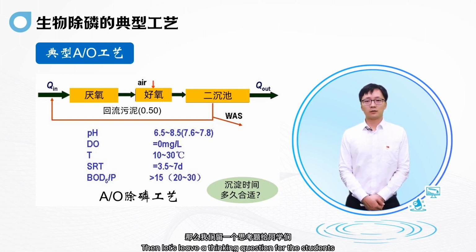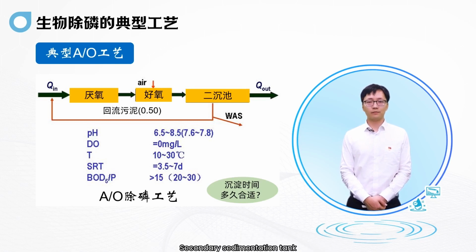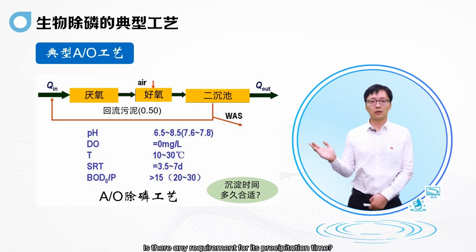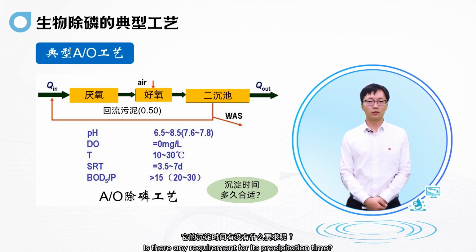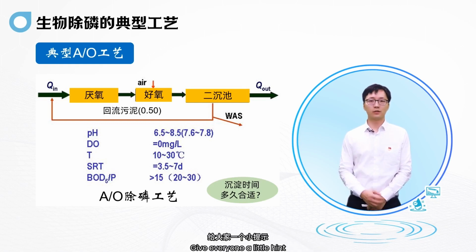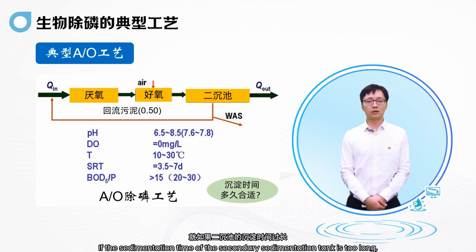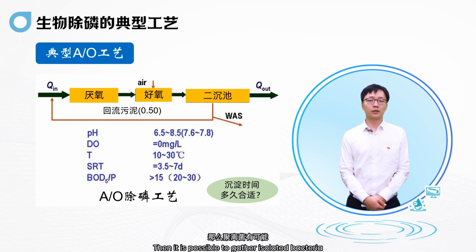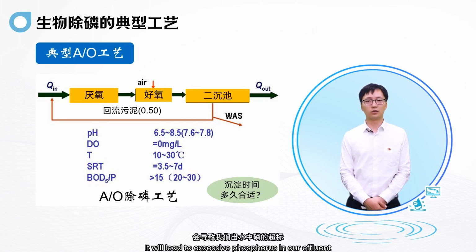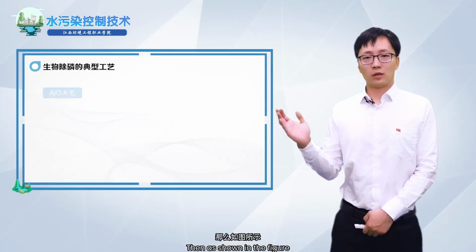Then let's leave a thinking question for the students. Is there any requirement for the precipitation time of the secondary sedimentation tank? How long would be appropriate to set it? Let me give everyone a little hint. If the sedimentation time of the secondary sedimentation tank is too long, it is easy to cause anaerobic conditions in the secondary sedimentation tank, and then the phosphorus accumulating bacteria will release phosphorus in the anaerobic environment. It will lead to excessive phosphorus in our effluent.